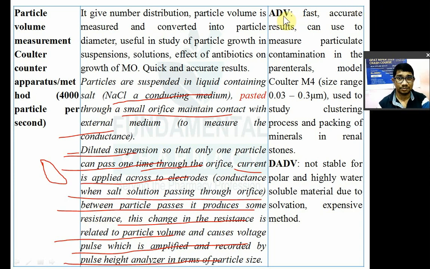Now the advantage is that it is very fast and accurate results can be obtained. It can be used for the measurement of particulate contamination in parenteral products. The Coulter counter M4 is a model, and it can measure the particle size in a range of 0.02, 0.03 to 0.3 micron. It is used for the study of clustering process.